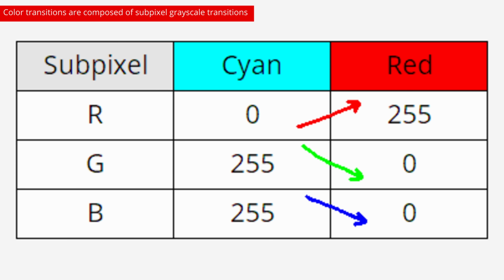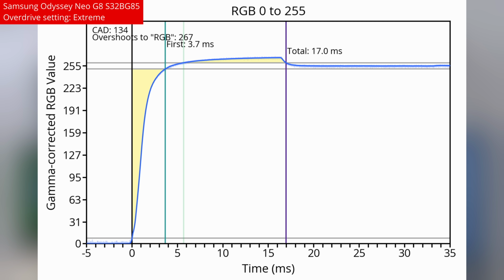All transitions require the subpixels to rise and fall to reach certain RGB values. Even our cyan to red transition was composed of three individual grayscale transitions. A solid white RGB 255 or a solid black RGB 0 background are the two ends of the RGB value spectrum. Subpixels falling down to black won't have visible overshoot since you can't go past zero. Similarly, though you technically can have overshoot past 255, it isn't visible nor common.